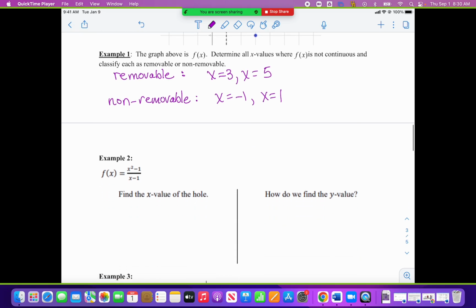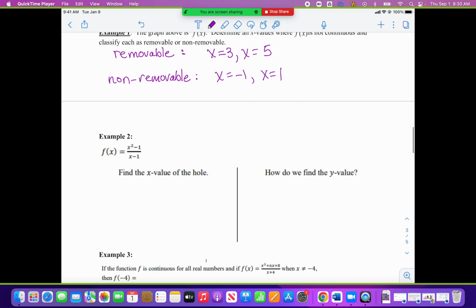All right, so in example 2, we're going to do a little bit of pre-calculus here. If f of x equals x squared minus 1 over x minus 1, it says find the x value of the whole. Is there anyone who remembers pre-calc? How do you determine it, Ankit? When the denominator cancels. Good job. So you're going to factor your numerator, factor your denominator, and the factor that cancels. So you set x minus 1 equals 0, so x is 1.